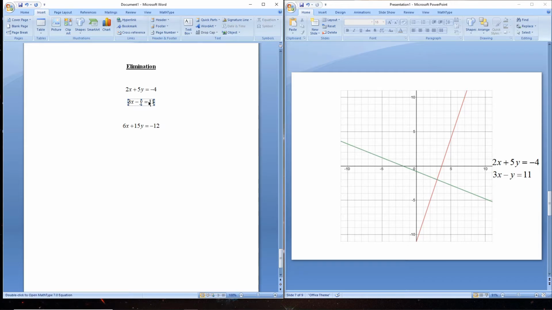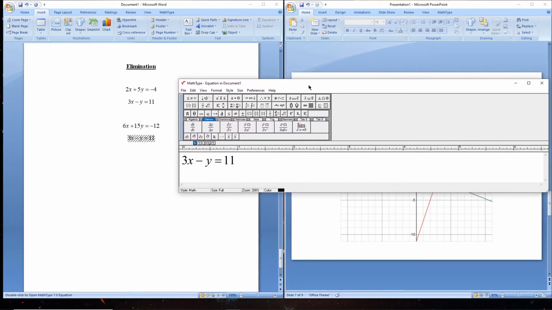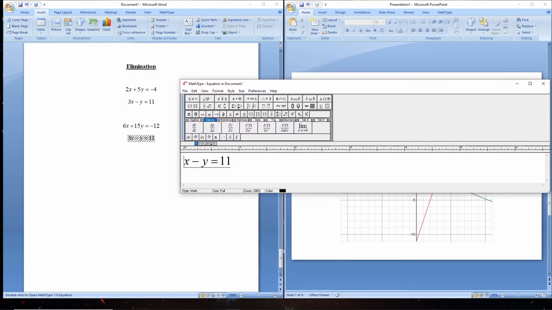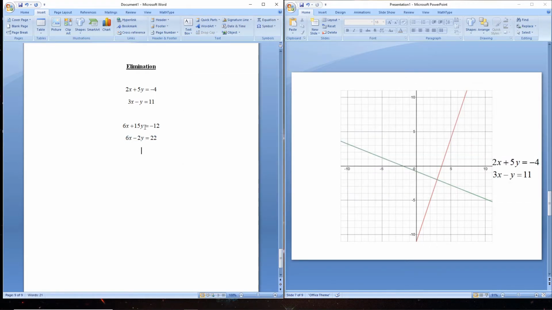And then I'll take the second equation. And again, the goal is to get a 6 for the x coefficient. And we can do that by multiplying everything by 2. So 2 times 3 is 6. 2 times our minus 1 here would get us a minus 2. And 2 times 11 would get us 22. And now these two equations are exactly the same as these other ones. In other words, if you graphed it, it'll look exactly the same. So the equations in blue here would be considered the simplified result.